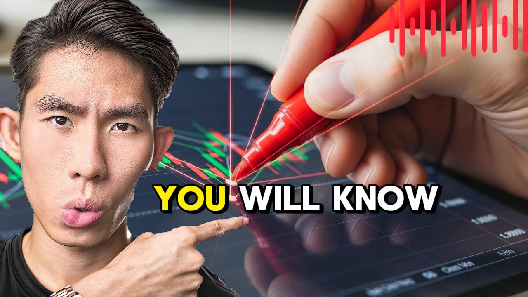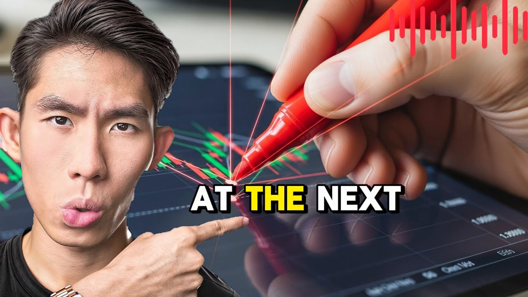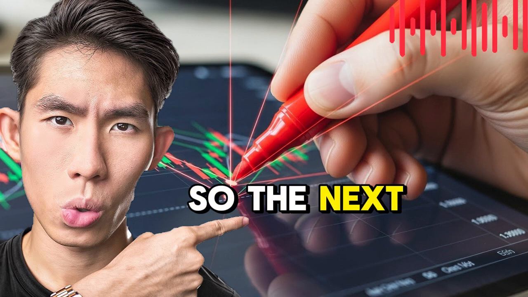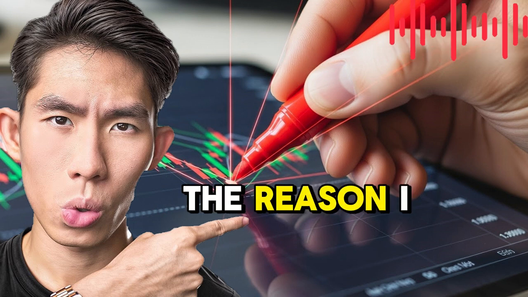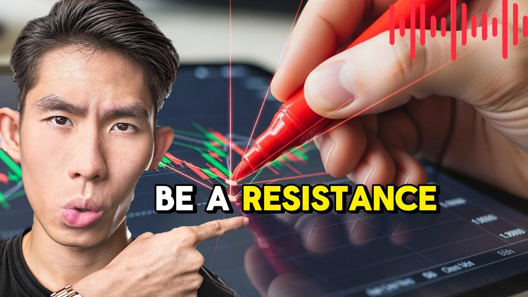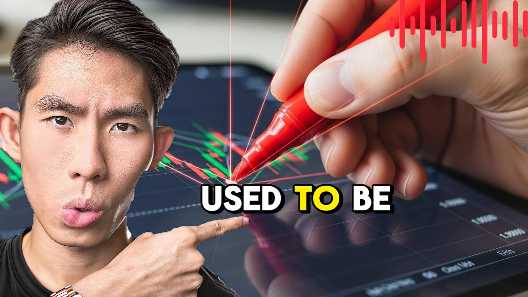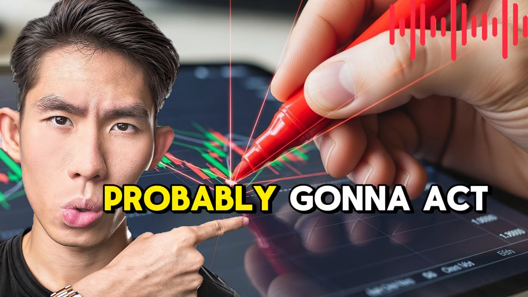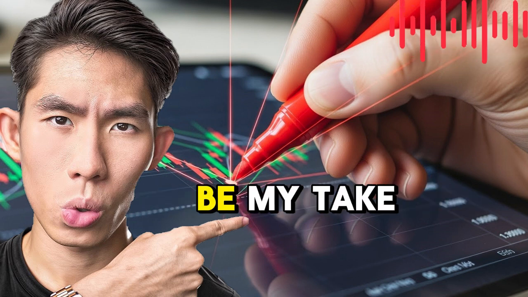And if you guys know me, you will know that I place my take profit at the next key level. So the next key level is all the way down here. The reason I marked this up as a key level is because if you look towards the left, it used to be a resistance level. You can see right here, it used to be a resistance level and now it's probably going to act as support. So that will be my take profit.